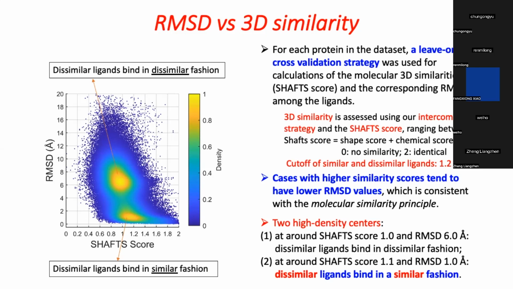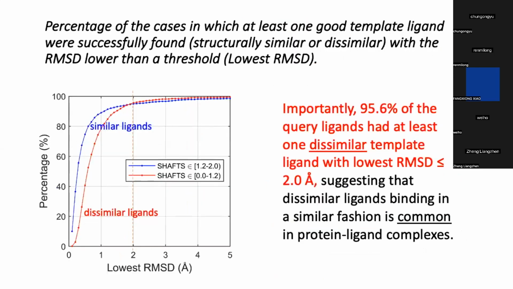That's not surprising again. This is the interesting part. Here the SHAFTS score is around 1.1, so they are dissimilar ligands. However, the RMSD is very low, below 2 angstrom. What does that mean? That means dissimilar ligands can also bind in similar ways in some cases. That's very interesting to us: dissimilar ligands bind in a similar fashion. Are those rare cases or not? The answer is no. It is actually kind of common in this database.